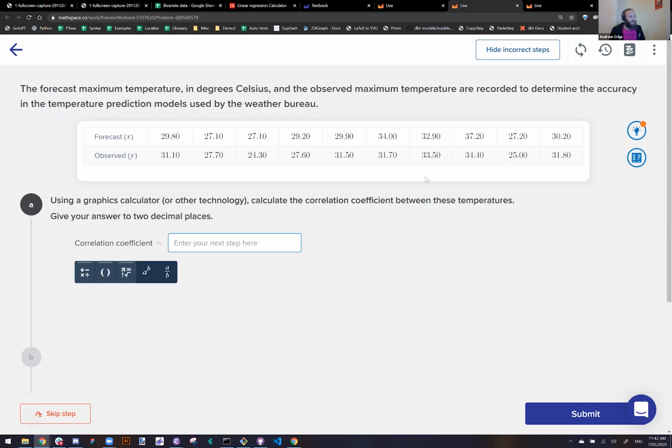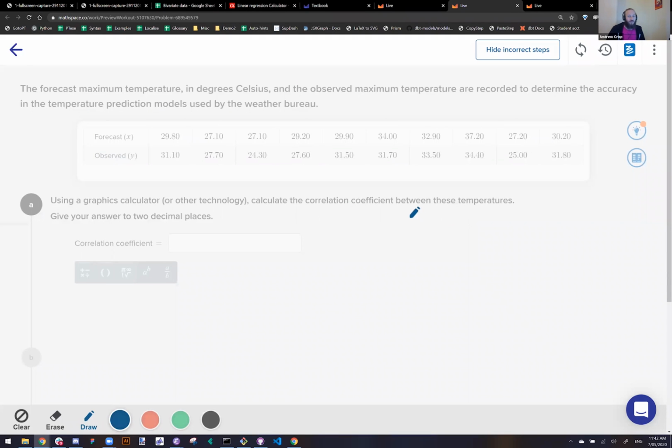If the correlation coefficient is very high, what does that tell us? The correlation coefficient is how close the points are to a line. And if those points are all very close to a line, that would be good. And what's the best case scenario? I'm just going to draw it out for us. So I've got my forecast, and this is actual.